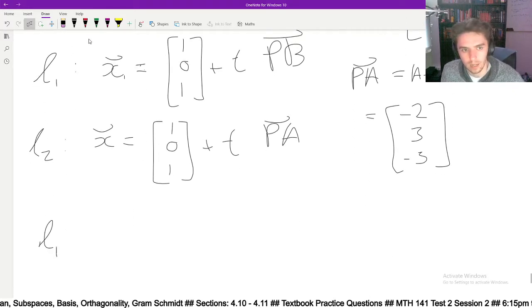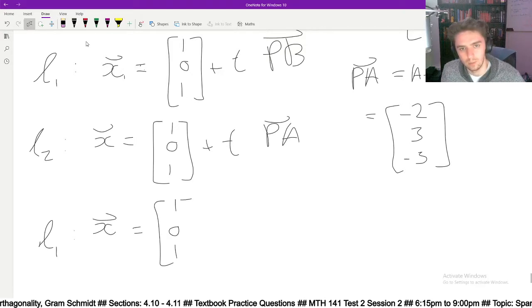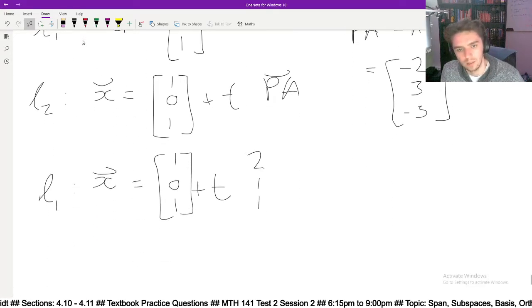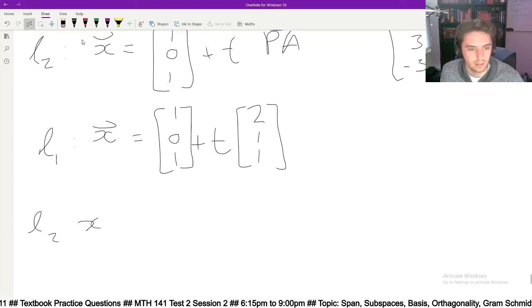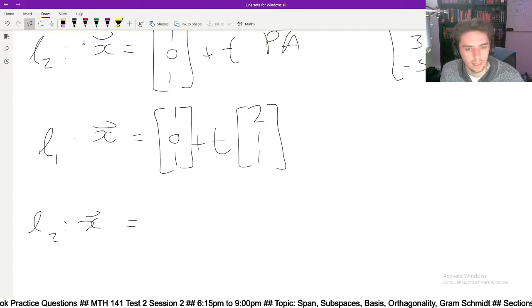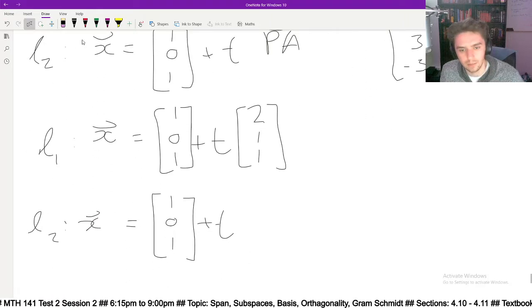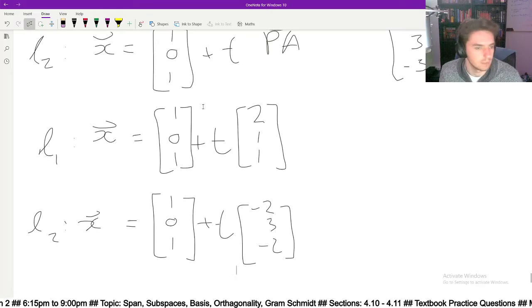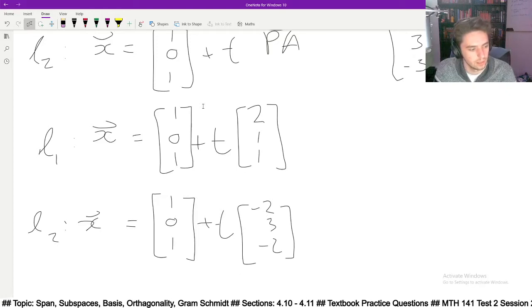So our answer, L1, is x equal to 1, 0, 1 plus T times 2, 1, 1. And Jasper, if you have the answer, or anyone, let me know if that's right. And the other one is 1, 0, 1 plus T times negative 2, 3, negative 2. And that's my answer. I don't know if that's right, but it seems like there are solutions. So someone let me know if that's right, and if not, then I'll go find where I made the mistake.